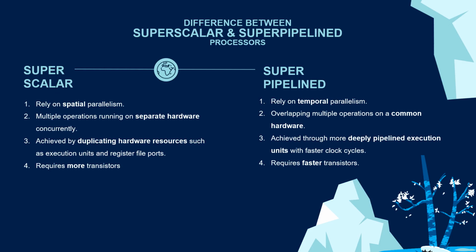Superscalar is achieved by duplicating hardware resources such as execution units and register ports. Superpipeline is achieved through more deeply pipelined execution units with faster clock cycles. Superscalar requires more transistors. Superpipeline requires faster transistors.